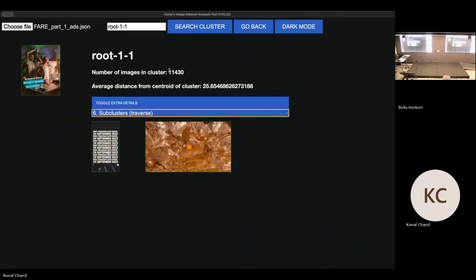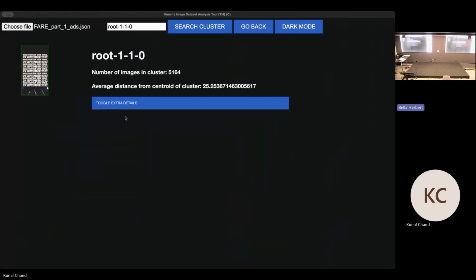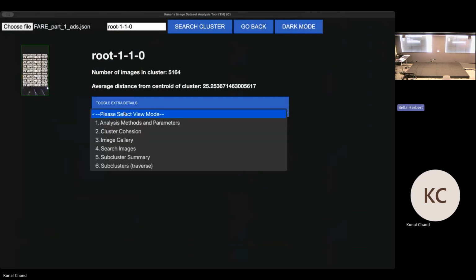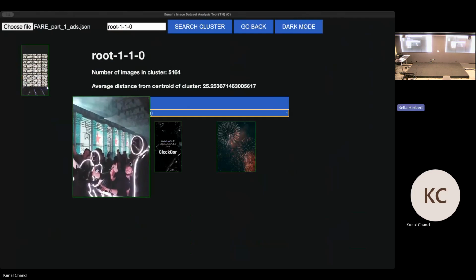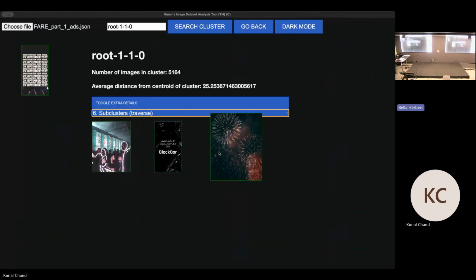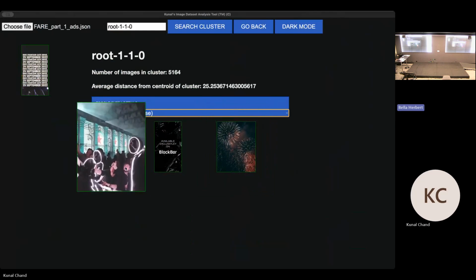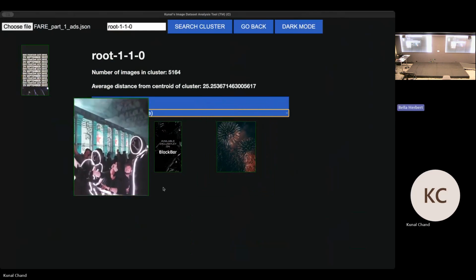So, which one should I go through now? First or second? First. What do you expect to see here? Text, okay. So there's 5,000 of them. Oh, there's some text, but there's also fireworks and whatever that is.